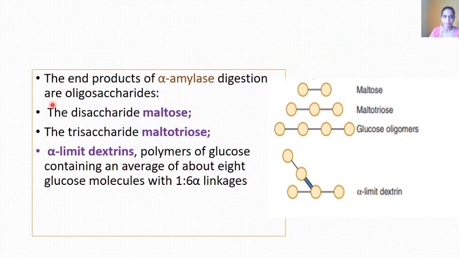Those are internal ones. So as a result of this, at the end of pancreatic amylase activity, once again you see that maltose, maltotriose, and glucose oligomers will be formed in addition to alpha-limit dextrin. Okay, so these are the products of breakdown of polysaccharides in the intestine as a result of enzymes secreted by the pancreas.